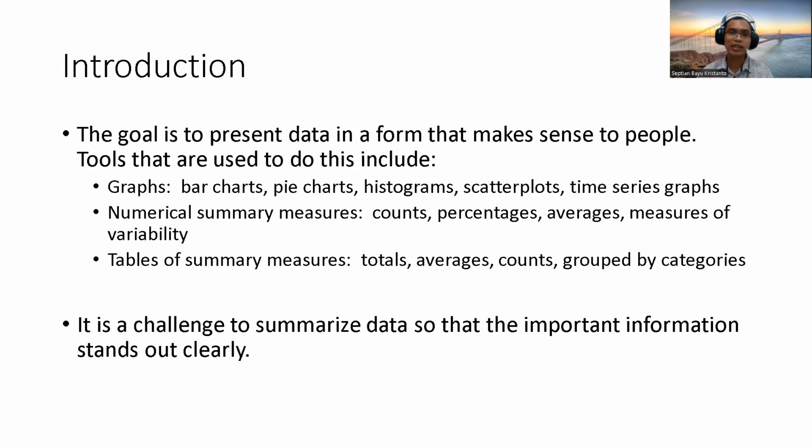The second form is the numerical summary values, like counts, the percentage, the average. We are familiar with learning about the mean, median, and mode in Excel, and also measures of variability, like the standard deviation and the variance. And the last is the form of summary measures, like the total value, total score, and maybe the average or grouping by categories.